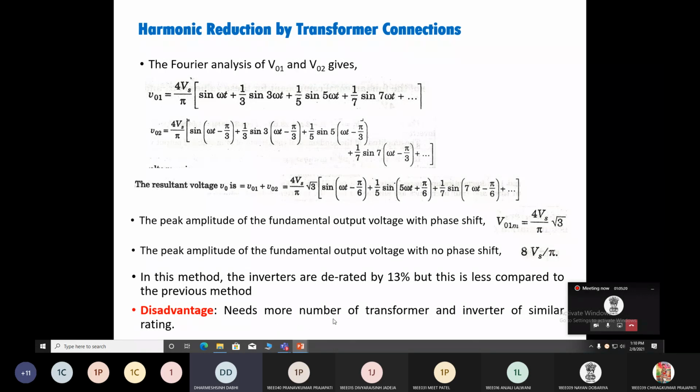But the problem is that you require a larger number of transformers and inverters of similar rating. Here in this case, we use 2 inverters and 2 transformers. As you increase the number of inverters, you require more and more transformers. So ultimately, that will increase the cost. So that is the second method to reduce the harmonics in your output voltage.